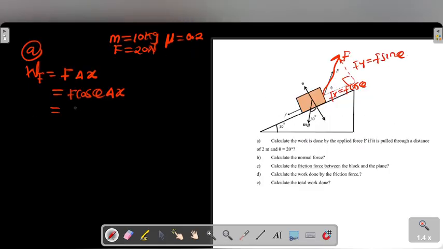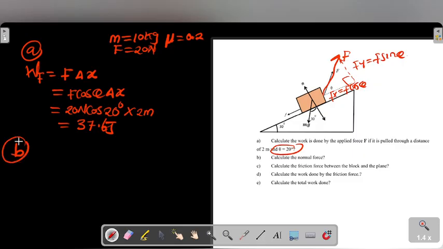So now the work done will be equal to the force being applied, 20 newtons, which is being applied at an angle, they are saying theta, which is 20 degrees, times the change in displacement. So the block is being put through a distance of 2 meters. So that becomes the change in displacement. So you just have to punch it in. So we have the work done by the applied force, which is 37.6 joules.